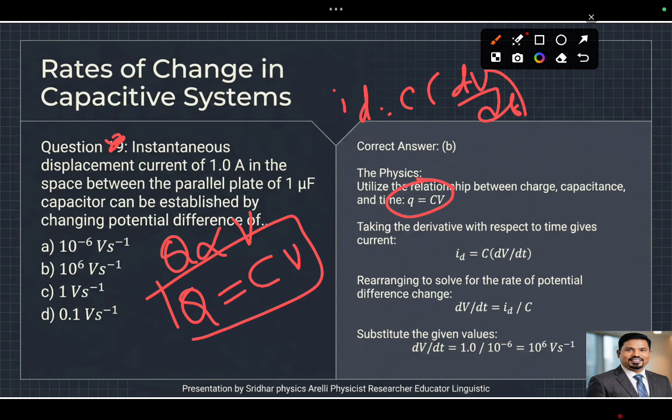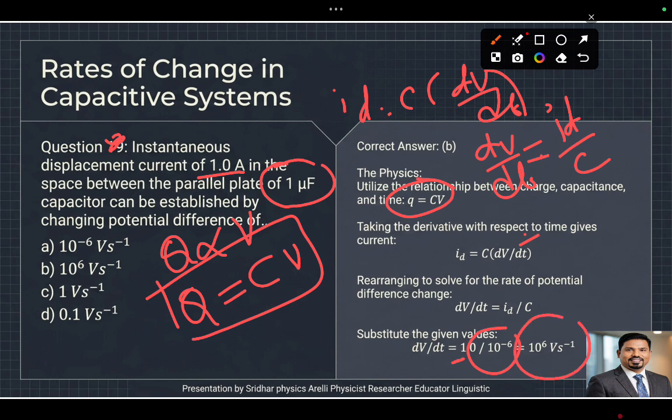Now dV by dt equal to ID by C. Now replace here: what is the displacement current? That is 1 ampere. What is the capacitance? 1 microfarad. 1 microfarad means 10 to the power of minus 6. After replacing, you will get 10 to the power of 6 volt per second.